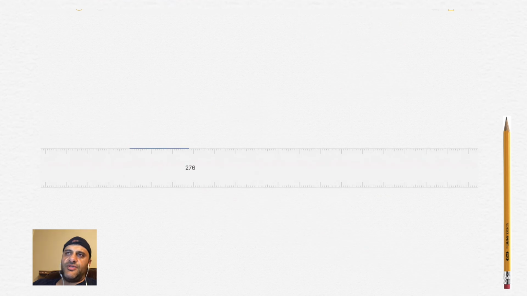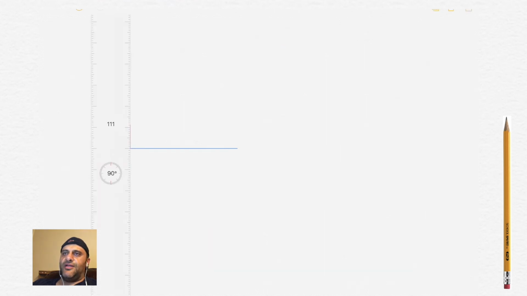Some more issues here with right triangles. Let's say you have a right triangle where that side is 5 and that side is 5, and you want to calculate the hypotenuse.